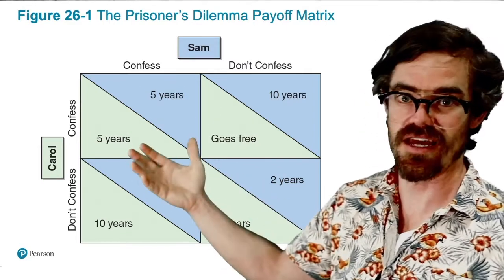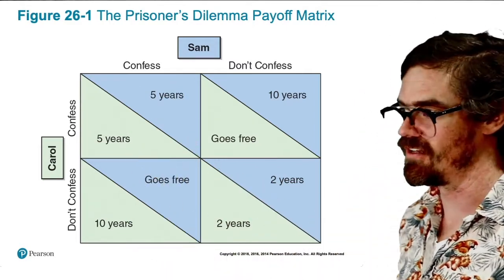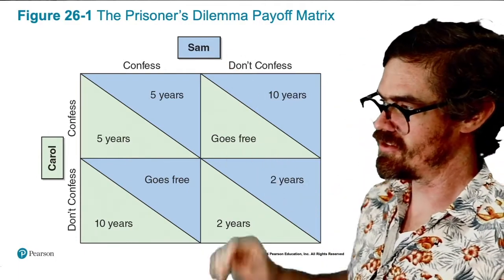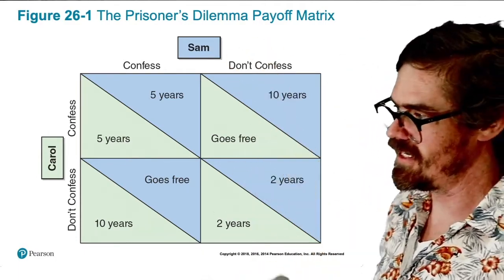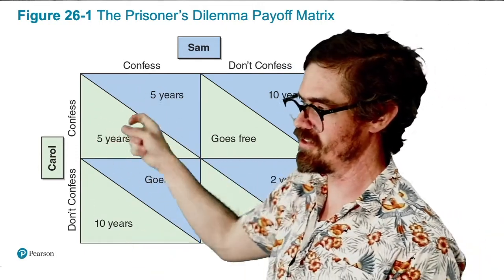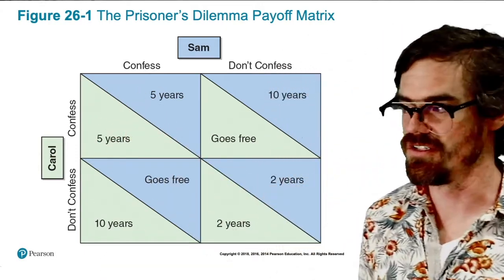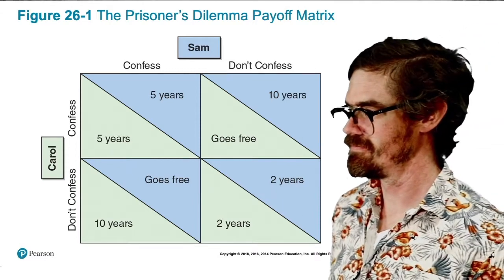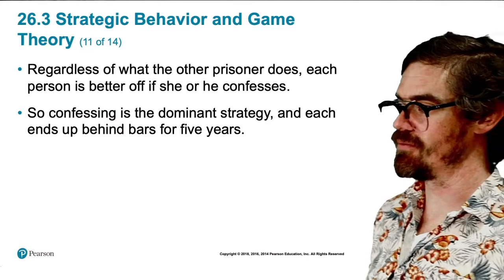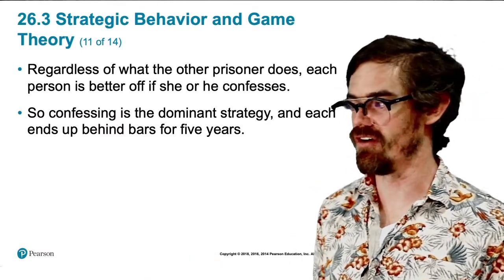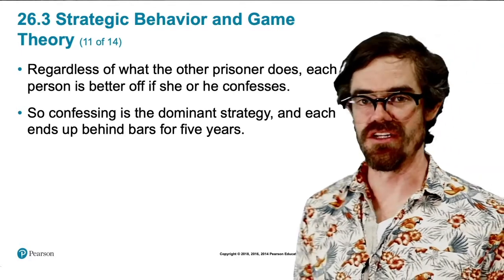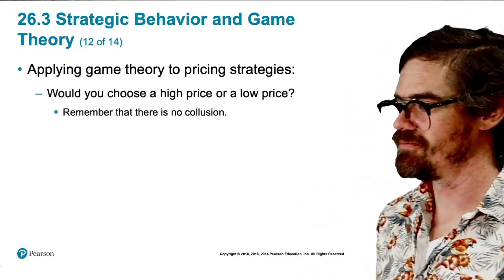So Sam also has a dominant strategy in confessing. No matter what Carol does, Sam should confess. No matter what Sam does, Carol should confess. So they both end up confessing to the crime and they each get 5 years in prison. Again, regardless of what the other prisoner does, both people are better off by confessing. Confessing is the dominant strategy, and so each of them ends up behind bars for 5 years.